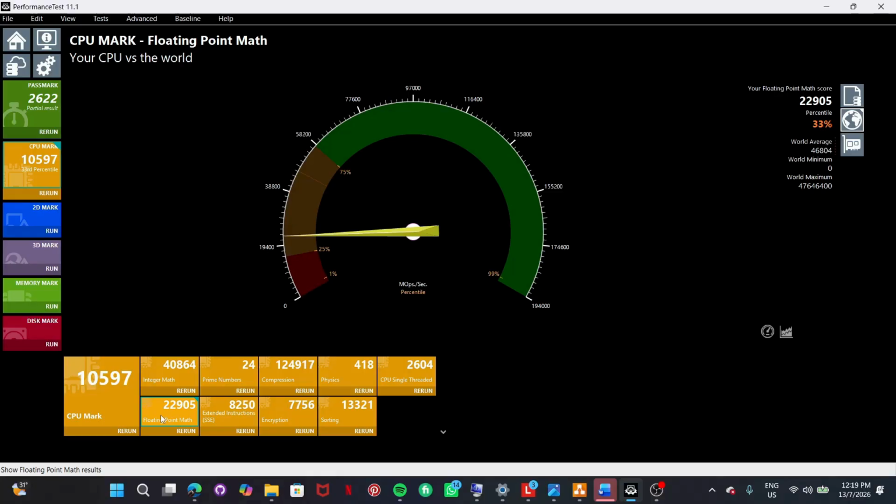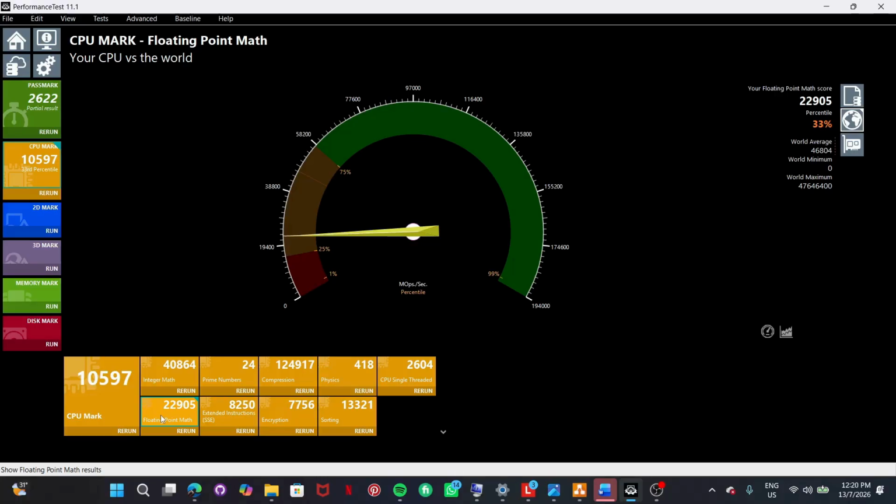The floating point benchmark was then used to estimate the processor's floating point throughput. The estimated throughput is approximately 18.375 gigafloating point operations per second. In addition to floating point performance, I also analyzed the extended instructions benchmark. This benchmark evaluates SIMD performance.